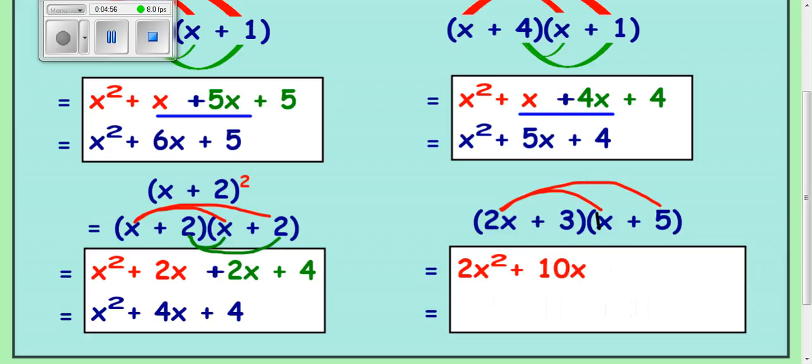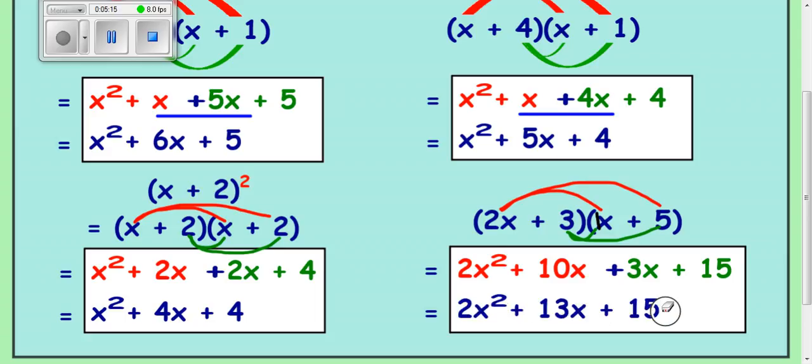And then we're going to move on to the 3. So I'm going to do 3 times x and 3 times 5 to finish. 3 times x is 3x, and 3 times 5 is 15. Okay, collect the two middle bits up to make 13x and you're done. So 2x squared plus 13x plus 15.